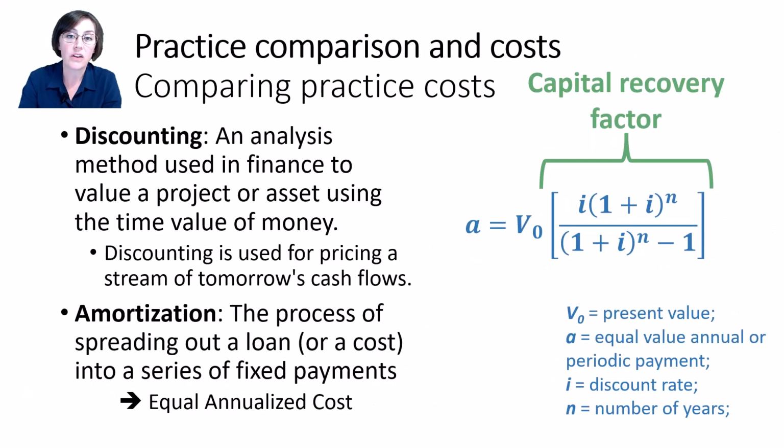Once you have brought all of the costs that occurred over the life of the practice back to today's dollars and then summed them into a total present value cost for the practice, then we use what's called a capital recovery factor to amortize that total cost into an equal annualized cost. That tells us how much a given practice costs each year over the life of that practice.